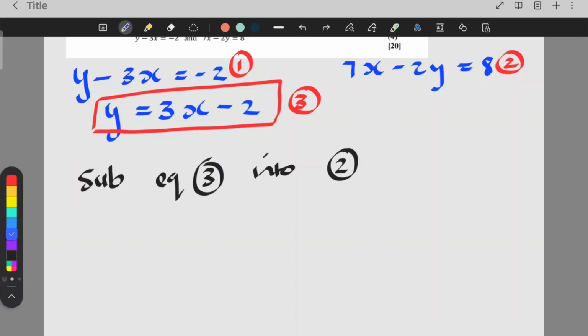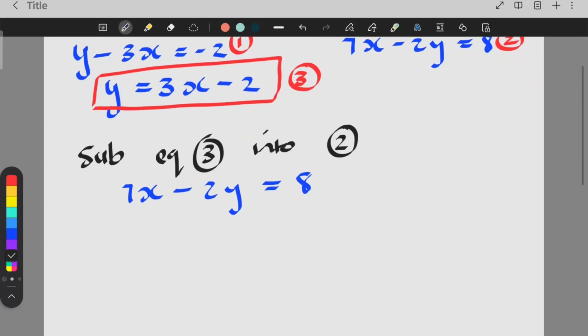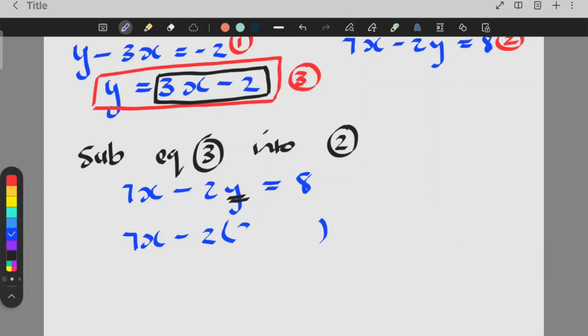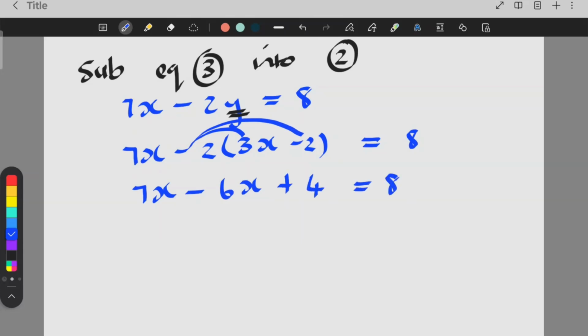So then I write that one down. 7x minus 2y is equal to 8. And now wherever there's a y, I'm going to write this. I'm going to make the y that part over there. So 7x minus 2, there's y now. So y becomes 3x minus 2 is equal to 8. And now I solve for x. 7x minus 6x plus 4 equals 8.